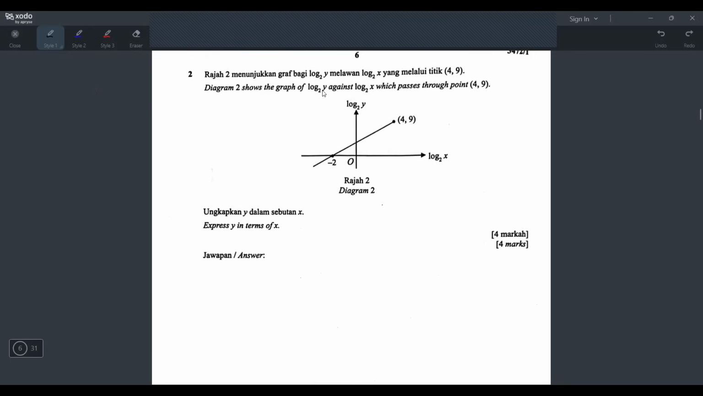Okay, number 2, diagram 2 shows the graph of log y base 2 against log x base 2. So we actually know what is the y-axis, what is the x-axis. They gave us for free. And then they say passes through point 4, 9. So okay, this passes through 4, 9. But we need to know something.